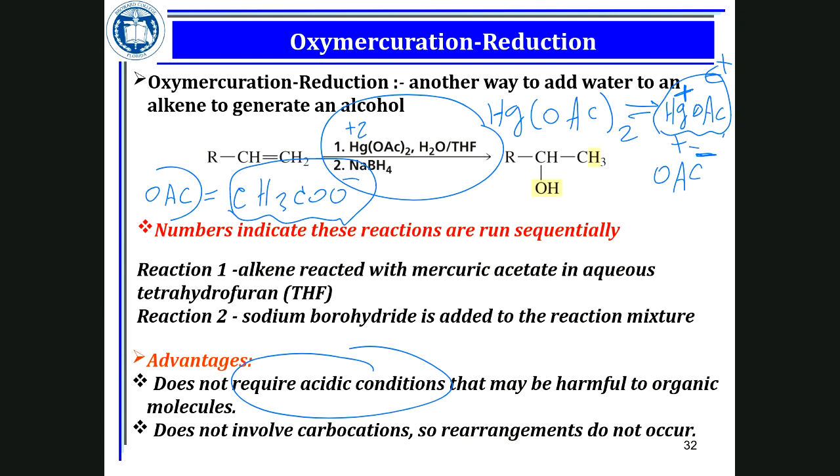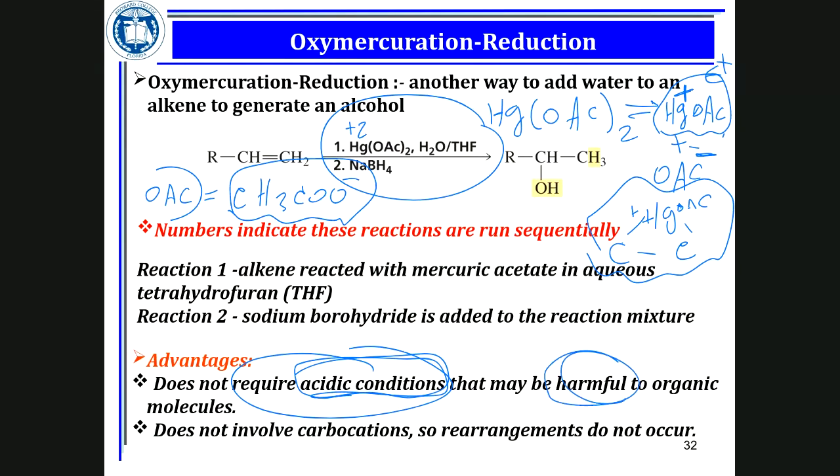So basically, what's going to happen, this electrophile, when it comes in, is going to form a triangle. When that triangle is formed, the HgOAc, the mercury acetate ion, is going to attach. And because the intermediate is a triangle, there is no rearrangement. The other advantage is that it doesn't require acidic conditions. And acidic or basic conditions could be harmful to organic compounds.